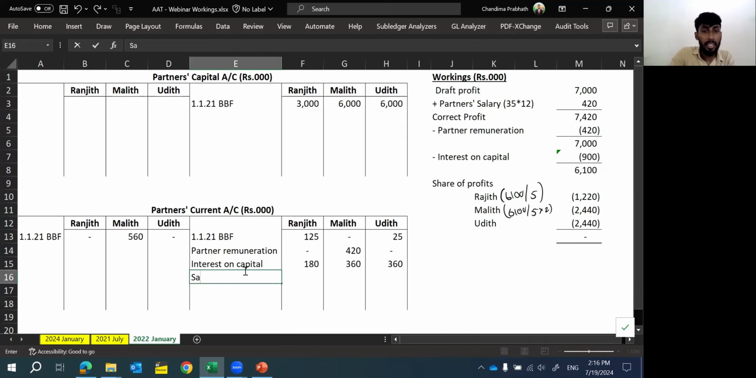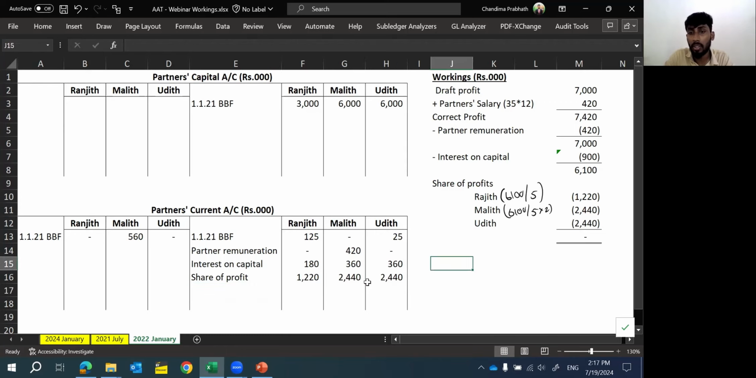So the share of profit is 1,220, 2,440, and 2,440. Okay, that's how it goes. Done. Now we have appropriated the profit.